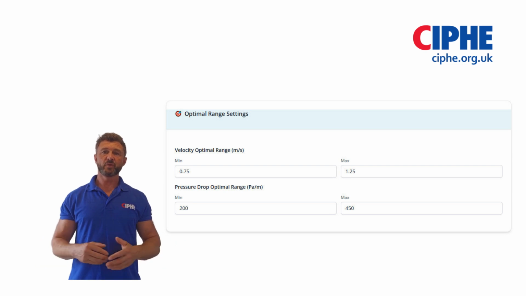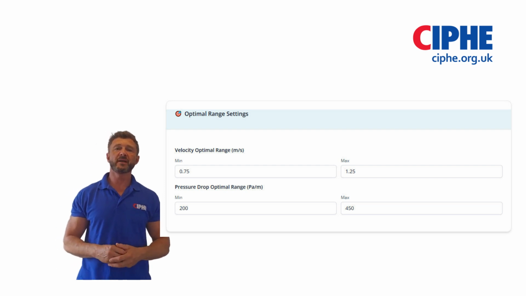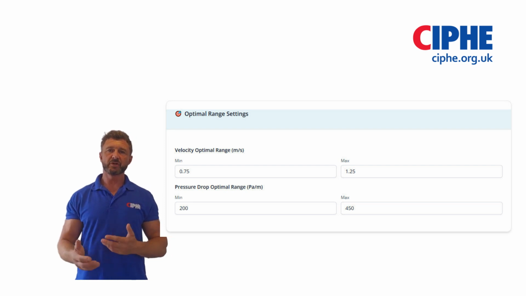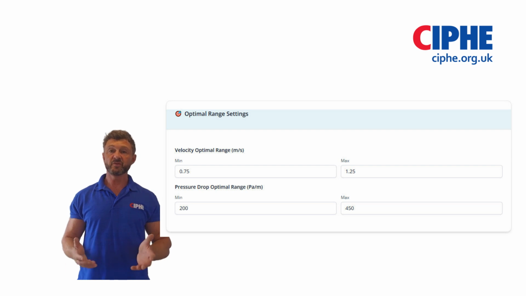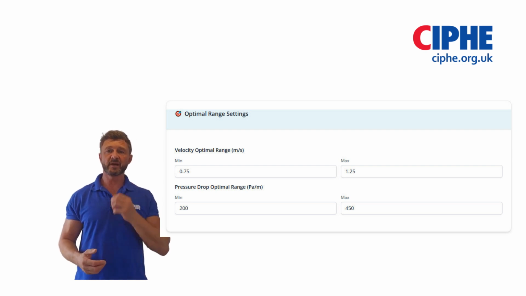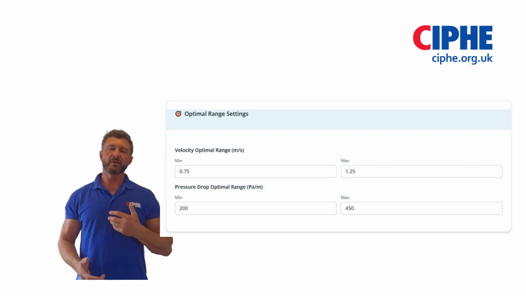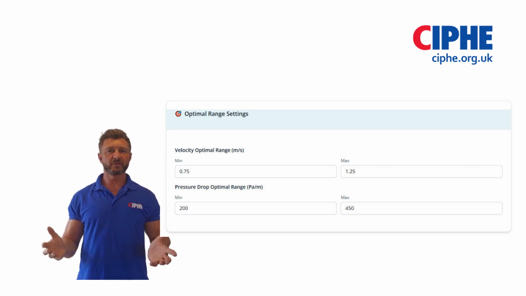However, in real-world design, you might find that the velocity is spot on, but the pressure drop falls slightly outside that ideal range. That's where engineering judgment comes in. For example, if you achieve a perfect velocity, but your pressure drop per meter is a little high, you'll need to keep an eye on the overall system pressure loss, especially when you're calculating pump duty and checking the index circuit.